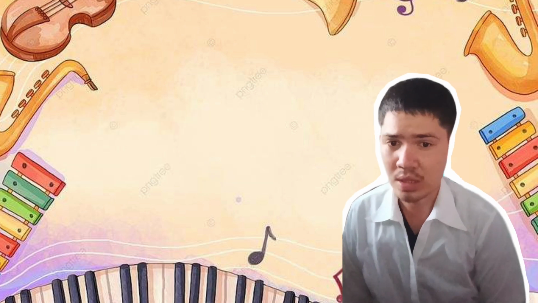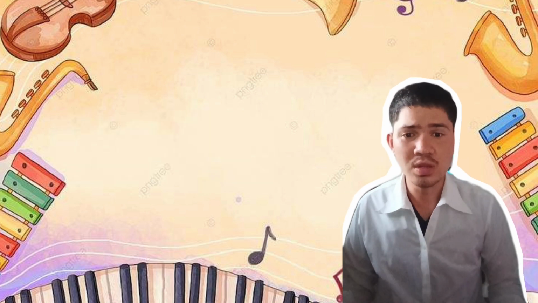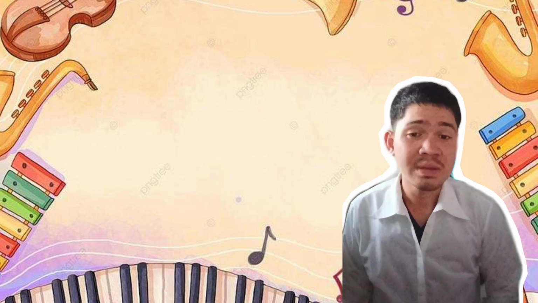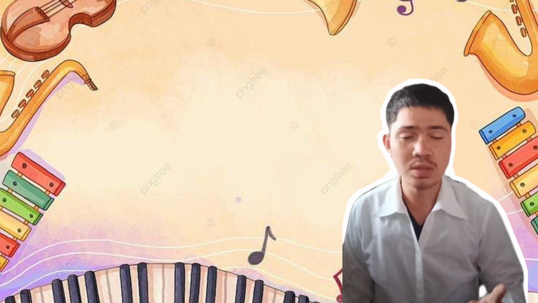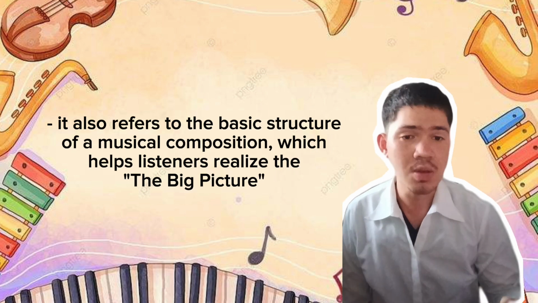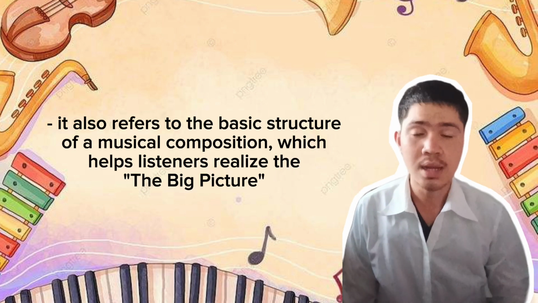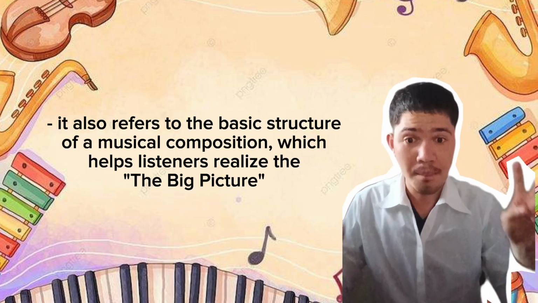So, the first one is form. What is form in music? Form is the general shape of musical works. It also refers to the basic structure of a musical composition, which helps listeners realize the big picture.